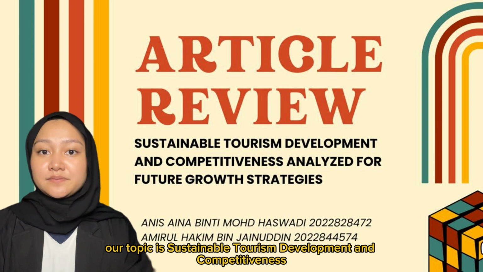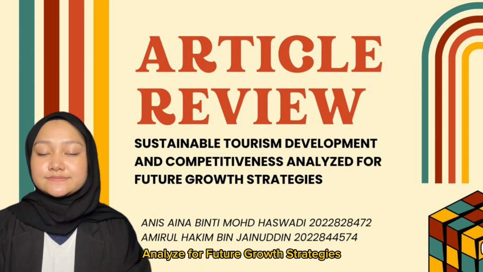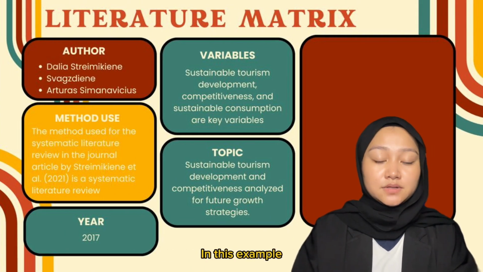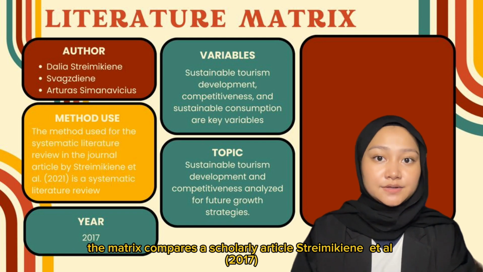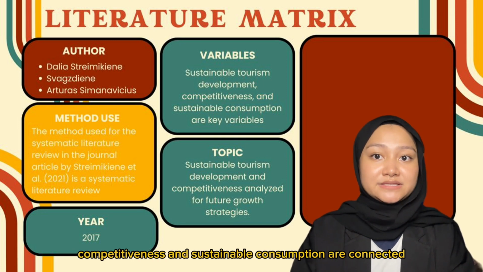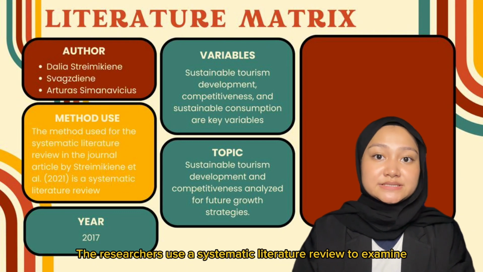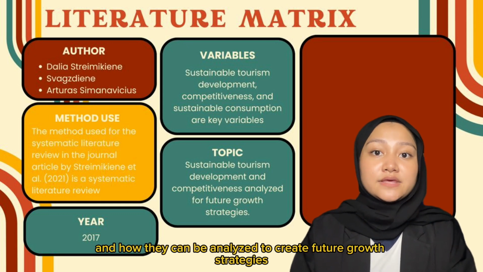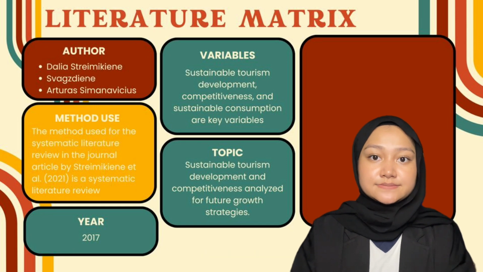Our topic is sustainable tourism development and competitiveness analyzed for future growth strategies. I'm going to start with the literature metric. In this example, the metric compares a scholarly article by Shermikian et al. 2017 that explores how sustainable tourism development, competitiveness, and sustainable consumption are connected. The researchers use a systematic literature review to examine these factors and how they can be analyzed to create future growth strategies for tourism destinations.